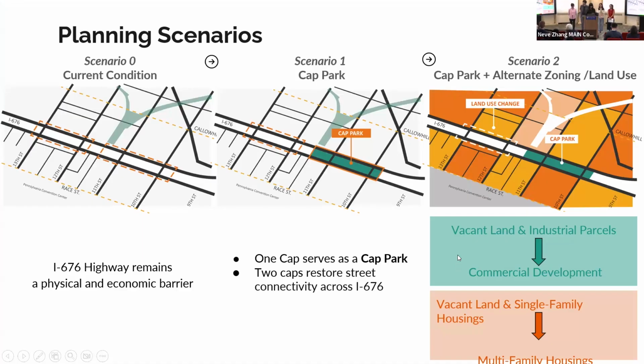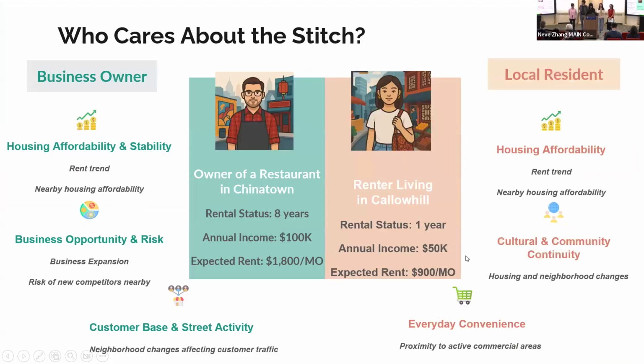So next, we'll explore our scenarios through the experience of 2 target users to explore how each scenario may affect the sale price of the properties they care about. On the left is a business owner who runs a restaurant in Chinatown. He has been renting the property for 8 years. He cares about future rent trends for his own property and nearby housing affordability for alternate options, where he can invest to expand business. And he also cares about the street activity that affects customer flow.